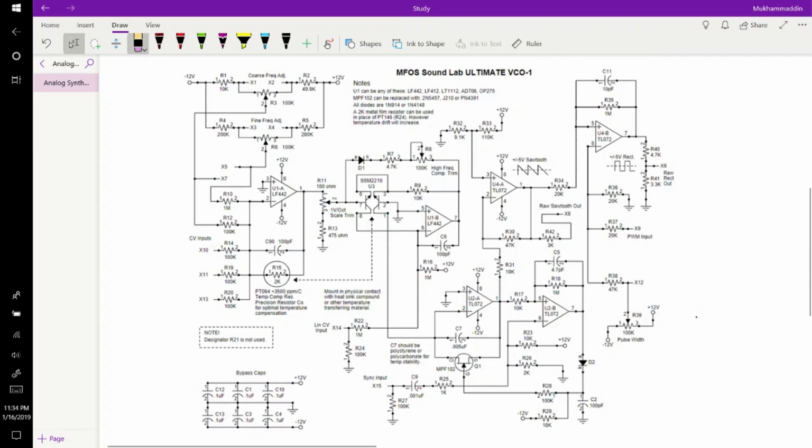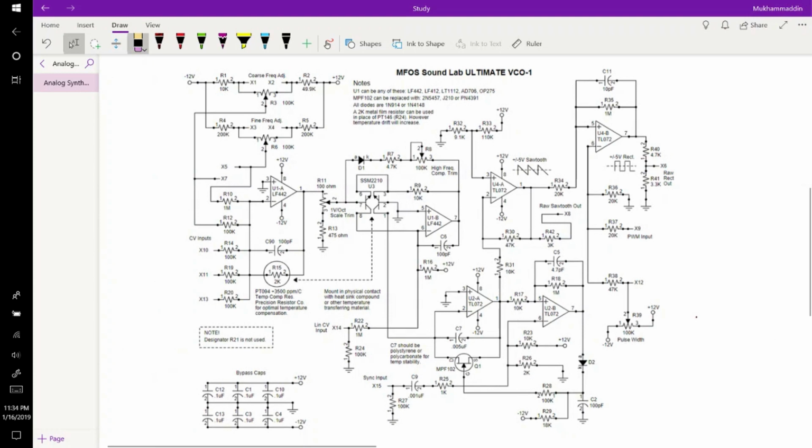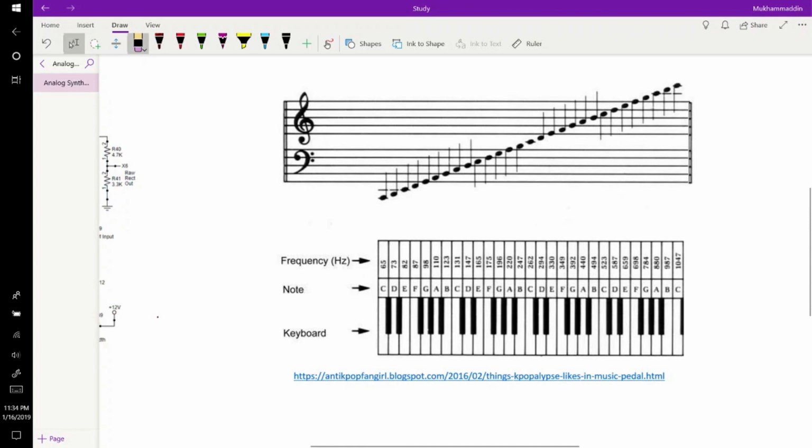And in this specific tutorial, we'll be only talking about a VCO. What does VCO stand for? VCO stands for voltage controlled oscillator. That is a central piece of any analog synthesizer. Why? Because any music is, at the end of the day, just an oscillation at a certain frequency.